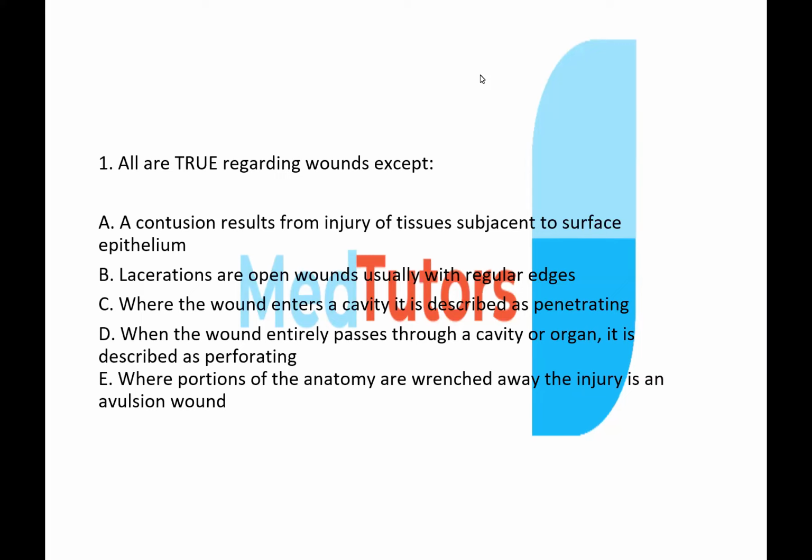Where the wound enters a cavity, it is described as a penetrating wound. Now, if you have entry of a sharp or pointed object into a body cavity, that is a penetrating injury. For example, a stab to the chest cavity is penetration. A stab into the abdominal cavity is penetration. But if this penetration enters and exceeds a cavity, it is called a perforating injury.